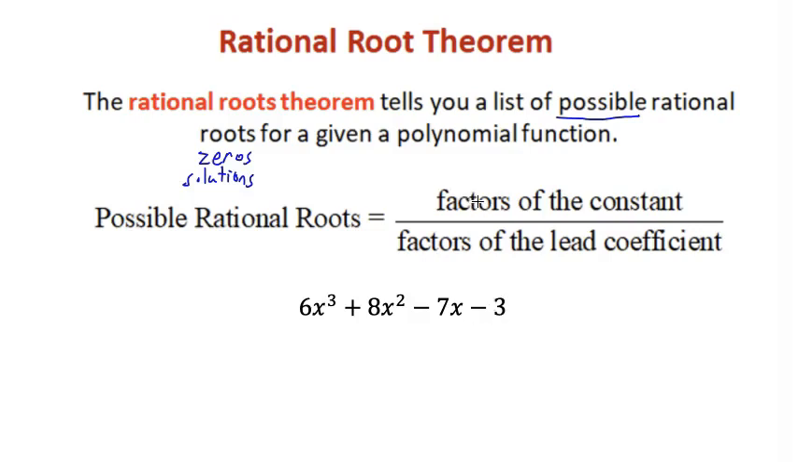So in the numerator, we have factors of the constant. In the denominators, we have factors of the lead coefficient, or the number in front of the x with the highest power. So in this case, the leading coefficient is 6.